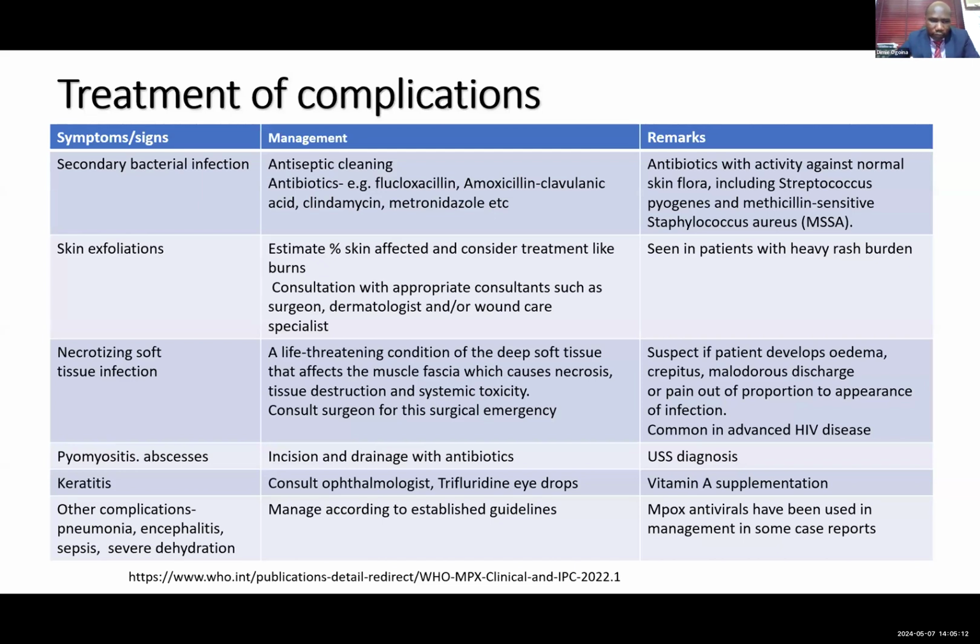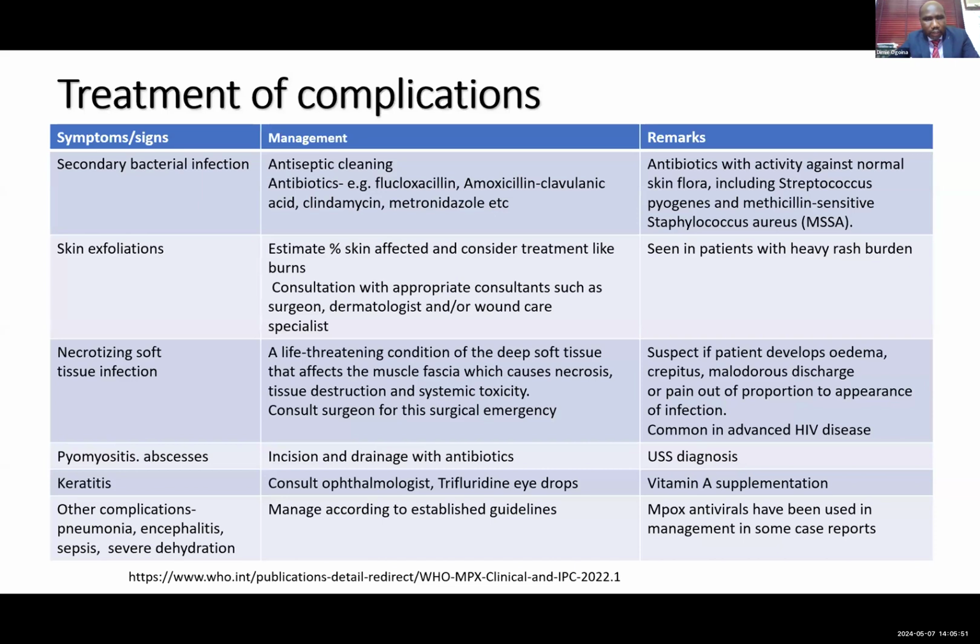Necrotizing soft tissue infection requires immediate attention because most of these patients have very severe disease, and they may require debridement. In most situations, it's a surgical emergency, and surgeons ought to be consulted so that they can intervene as soon as possible to prevent death. We're just giving some examples here that some of these patients have necrosis, tissue destruction, and may have systemic toxicity. They have malodorous discharge, and they may have significant pain. And I've said it's common in patients with advanced HIV.